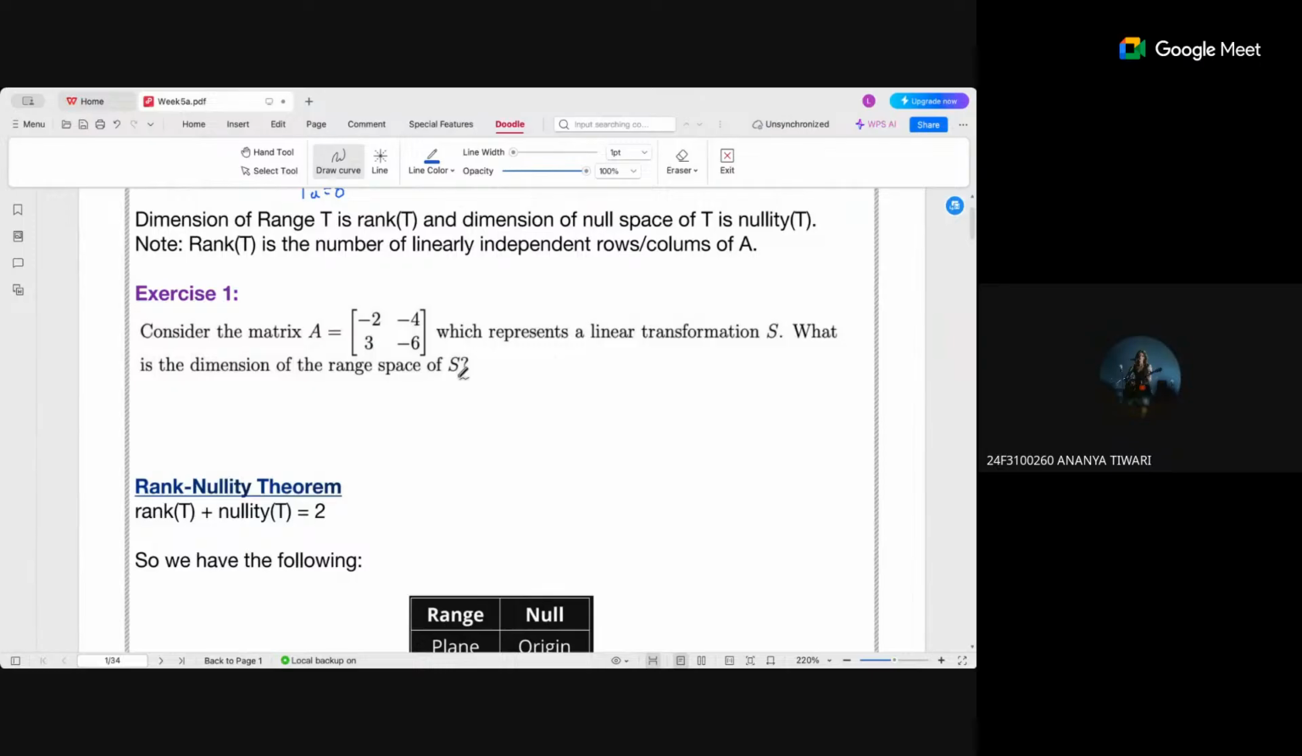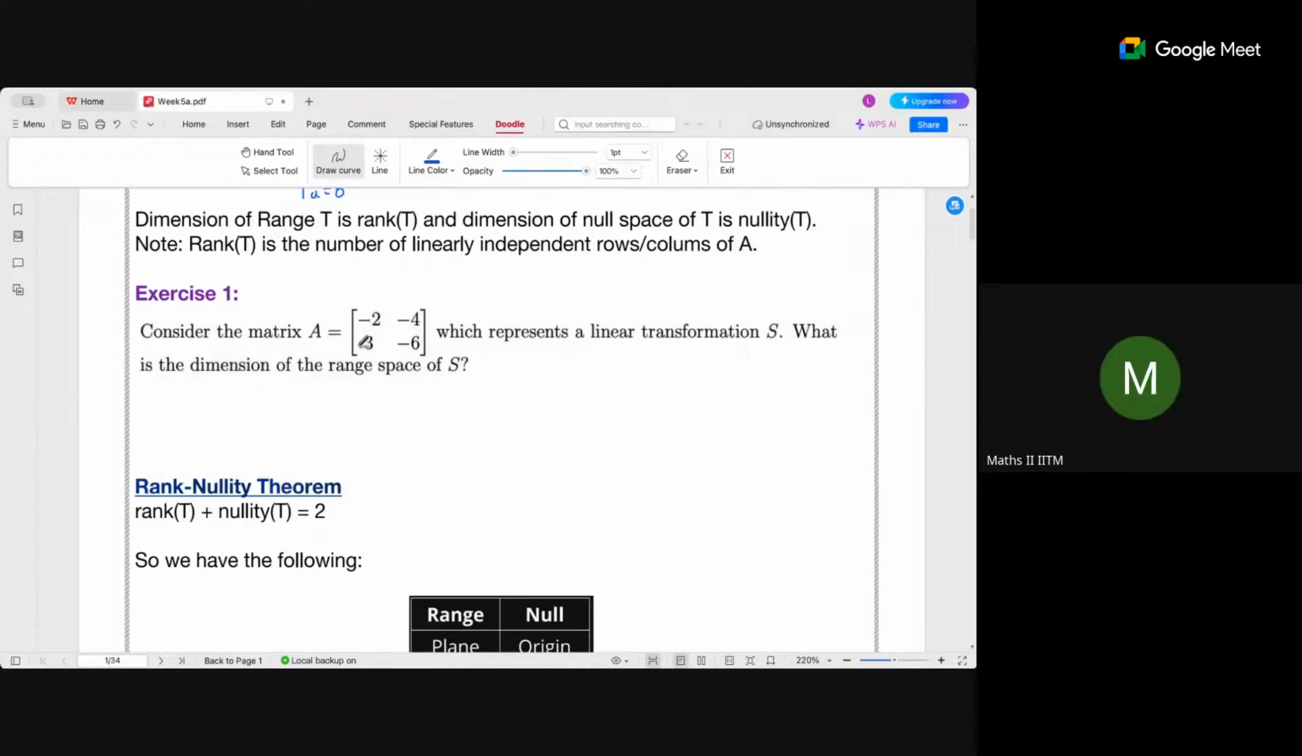Your answer is 1. Why is it 1? Because we can represent the second vector in the form of the first vector. Please be careful. Here you have one negative sign and one positive sign. And rank will be 2. It is a full rank matrix.